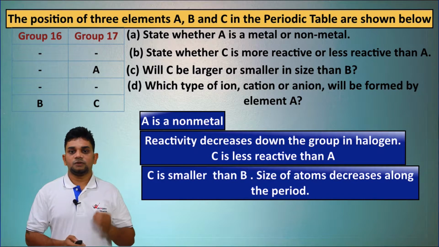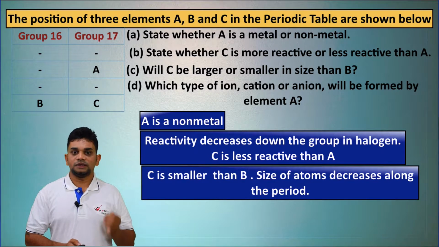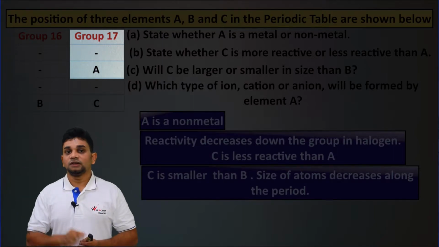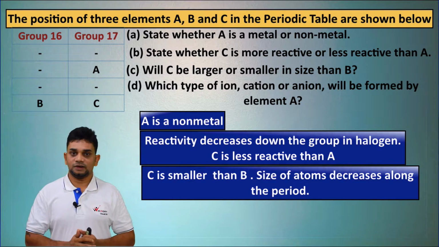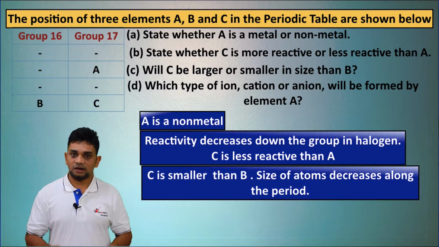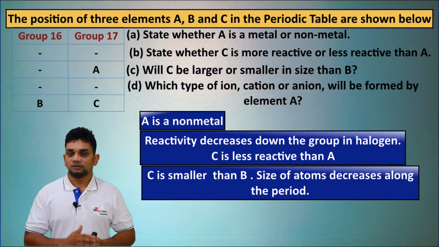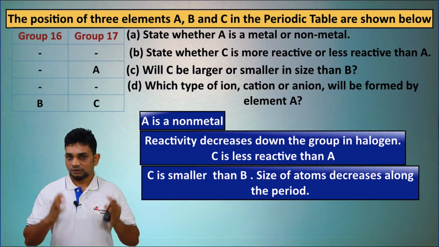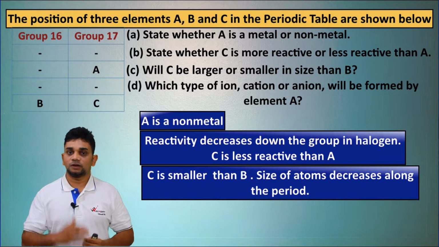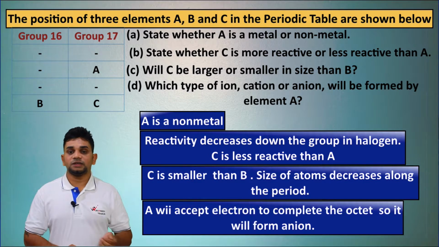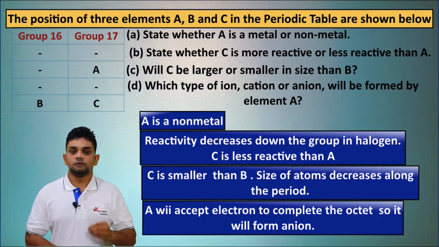Next one. Which type of ion, cation or anion will be formed by the element A? Element A means group 17. Group 17 is having 7 electrons in the outermost shell, right? They have the tendency to accept electron. When an atom is accepting electron, the charge will be negative. Negative means anion. There are 7 electrons in the outermost shell. To complete the octet, there is a requirement of 1 electron. So these 17th group elements are going to accept 1 electron and form anion. A will accept electron to complete octet, so it will form anion.